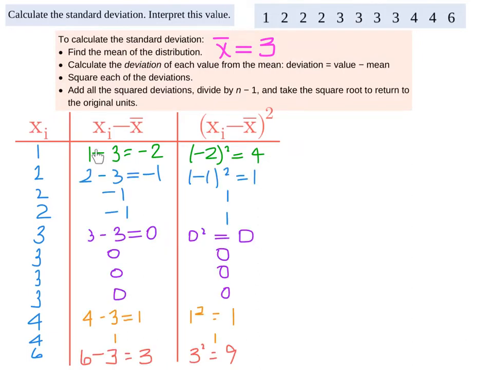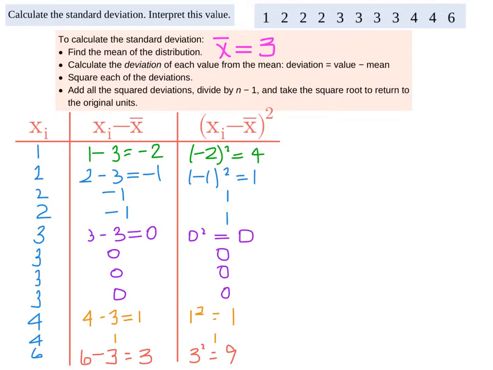So for each of the 2's, I get a negative 1. Square that, I get 3 positive 1s. For 3, 3 minus 3 is 0, so that's 4 zeros all squared. For 4, I get 1. 1 squared is 1. And then for 6, 6 minus 3, 3 squared is 9. So we have squared each of the deviations.